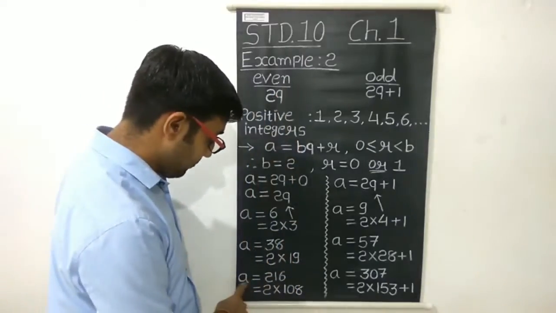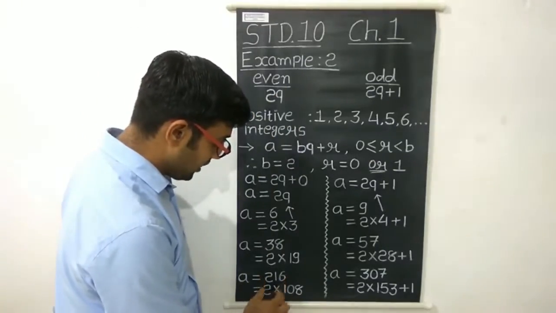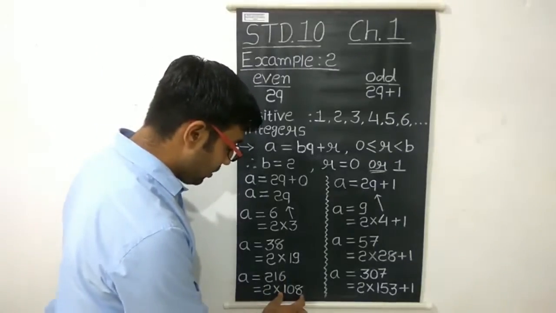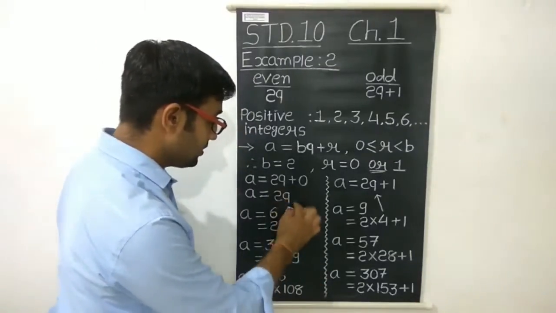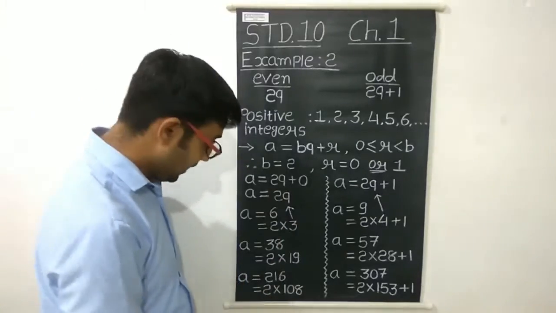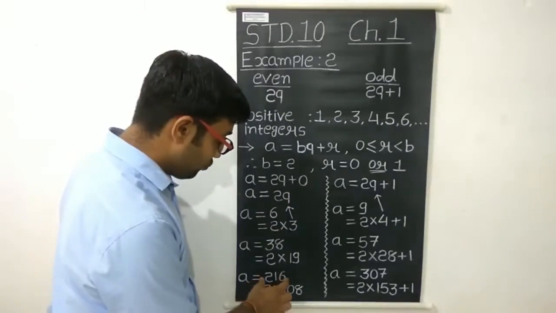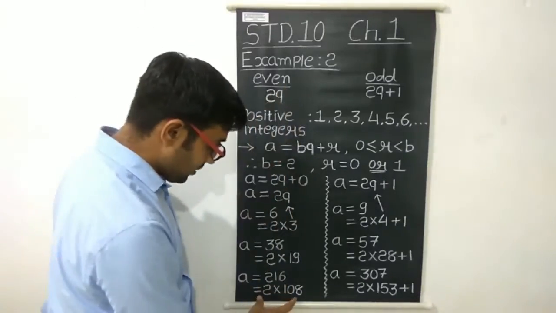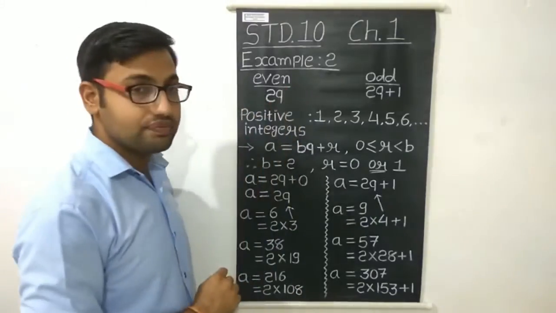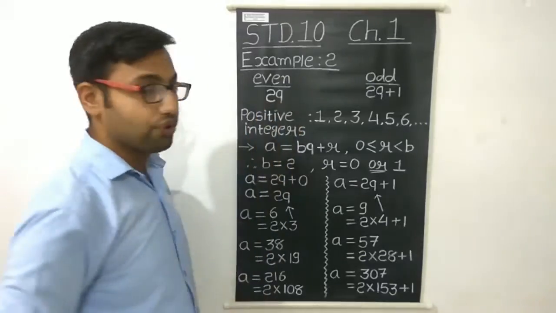Right? One more example, a is equal to 216. So we can write 216 as 2 multiplied by 108. What is 108? 108 is an integer q. So again it is in the form of 2q. We write this integer in the form of 2q, and 216 is an even number. So all the even positive integers we can write in the form of 2q.